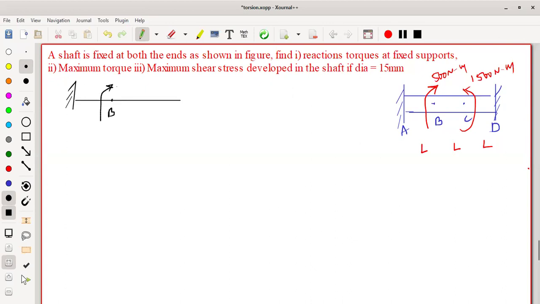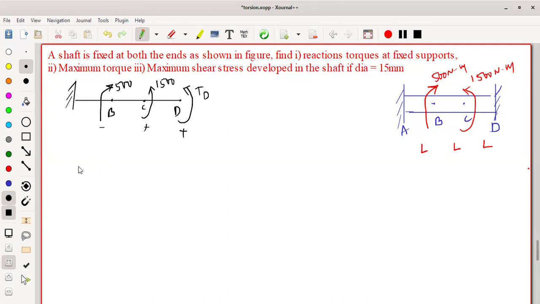This point is B. B is subjected to 500 Newton meter, and at C it is subjected to 1500 Newton meter. This point is C. At D you have to assume one torque. So the torque is TD. I'm considering it in this direction; you can consider the opposite also. So here it is positive, positive, and negative.